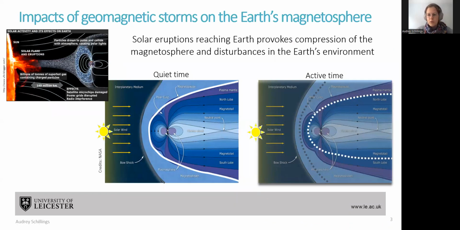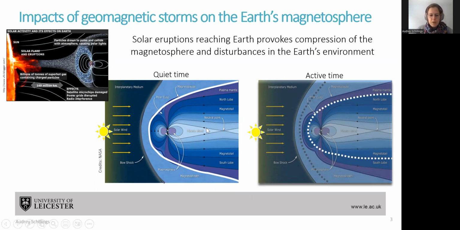If some students are joining, I would like to give a very brief introduction about geomagnetic storms and what solar eruptions cause to the Earth's magnetosphere and environment. On the top part of this picture, you have a schematic about the sun and what solar flares and eruptions can do in the Earth's environment. You have the Earth over here, and the magnetic field. The sun is releasing a lot of particles called solar wind, and they interact with the magnetic field and the magnetosphere. When these solar eruptions reach the Earth, they can provoke a compression of the magnetosphere and disturbances in the Earth's environment.